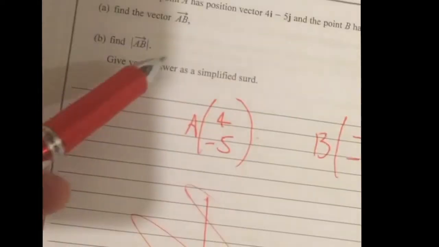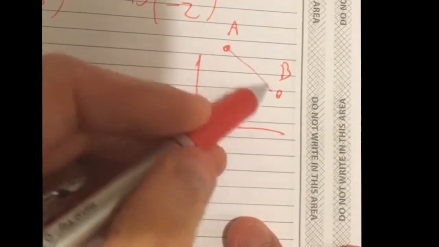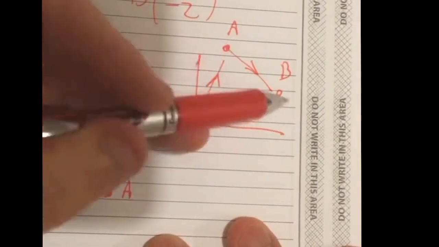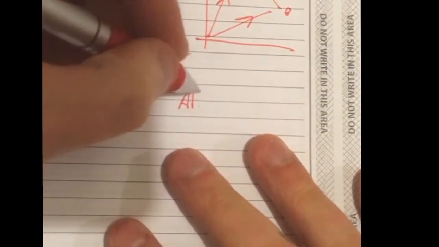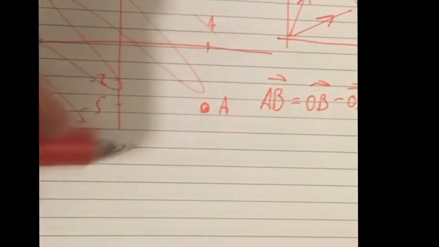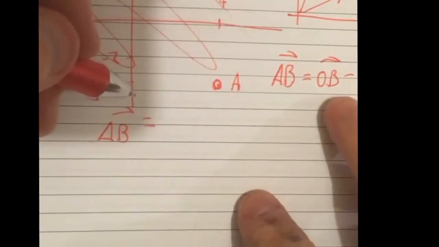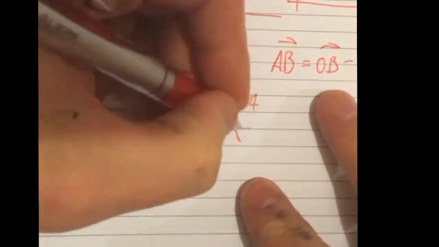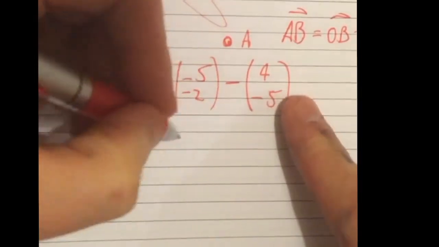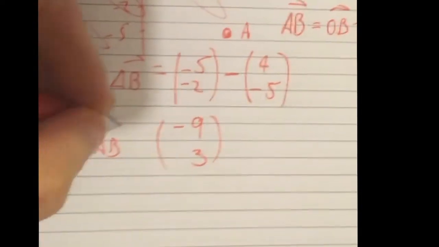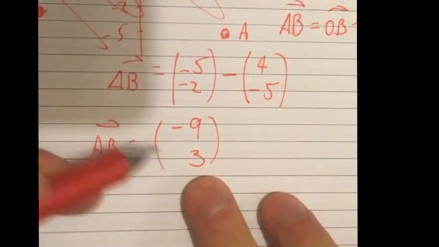First thing we need to do is find the vector AB. AB is always the same. To go from A to B, when we know the position of A and the position of B, we can just say AB is minus A plus B. So AB, as a rule, is OB minus OA. So if I put my vectors into that, AB equals OB, so minus 5 minus 2, minus OA, which is 4 minus 5. Minus 5 take 4 is going to be minus 9. Minus 2 minus minus 5 is going to be 3. So vector AB is minus 9i plus 3j.